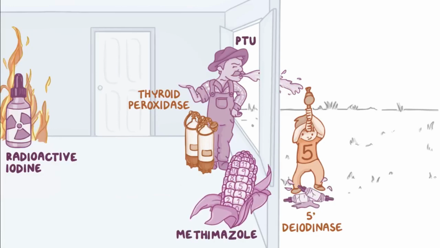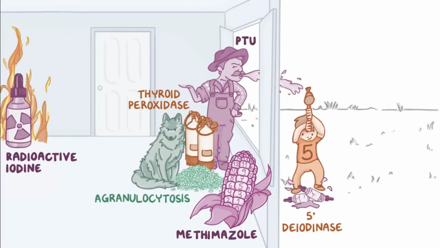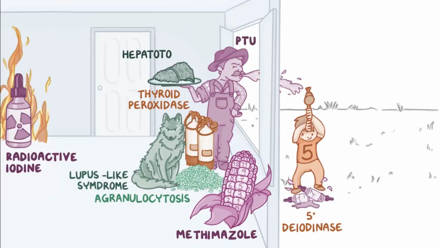For the side effects of these two medications, let's put a pile of grains on the floor to represent agranulocytosis, and also a wolf for lupus-like syndrome. The farmer is also carrying a plate of liver to represent PTU's hepatotoxicity. Now, PTU is clearly a jerk, so he's not the preferred medication. On the other hand, he is a surprisingly good dad, so he's carrying a fetus because PTU is used during the first trimester.